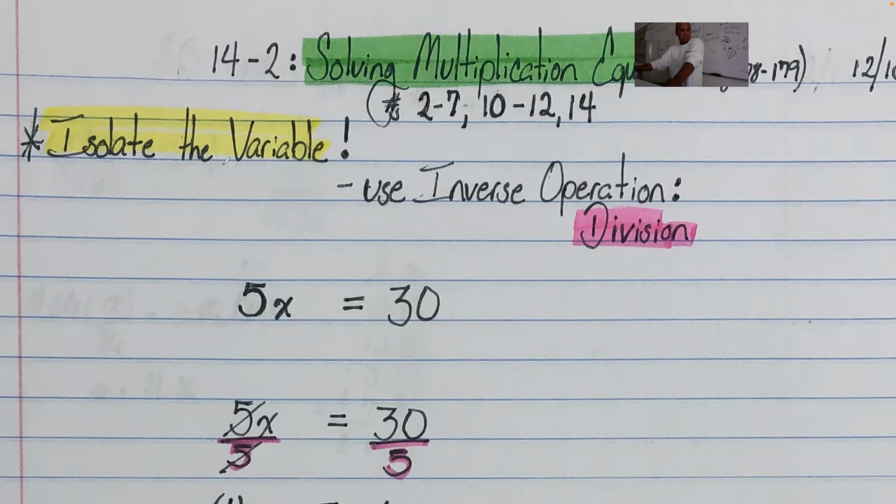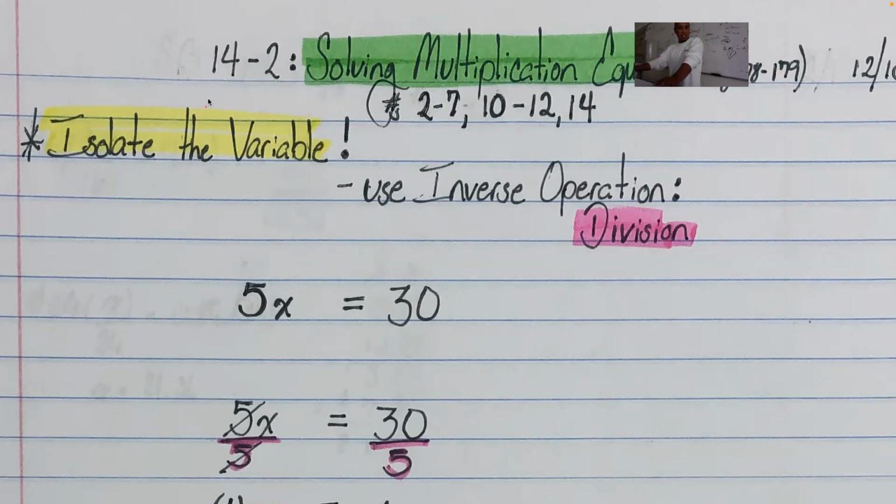Now, I know that most of you in your head would be like, well, Mr. Hugo, that has to be 6. 5 times 6 is equal to 30. But let's see how we would solve for that. Because again, this is a very simple problem, and there are going to be harder ones in the future that we won't be able to just do in our head.